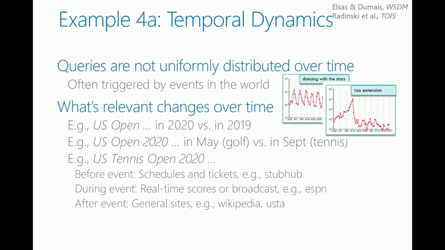If you're just before the event, what people want is the schedule, the time of the events. They want to buy tickets. During the event, what people want is real-time scores, right? Where to see a live broadcast. After the event, they might want general sites and recaps. So this is a case where the intent is really clear, but where you are relative to an event matters. And so again, search engines need to deal with all of these dynamics of both the content that's available, the queries that people issue, and what's most challenging is that what's relevant changes over time.